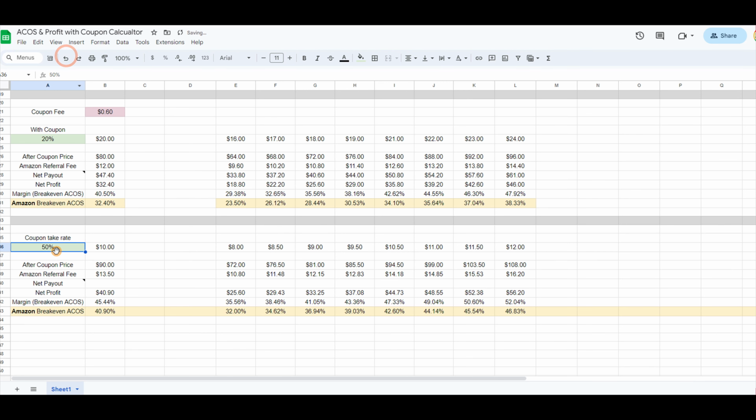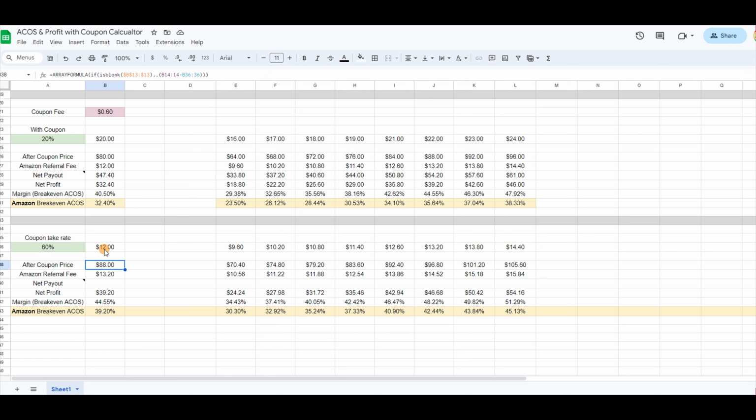Now, I don't know the exact number for your product, but let's assume it's 60%. It might be more. Amazon's also working on ways to make it more noticeable, so the take rate of the coupons might be higher these days. But either way, if you know on your product that your take rate is not 100%, say it's 60% or 70%, you can add that here into the calculation, and then it will automatically calculate for you your average after coupon price.